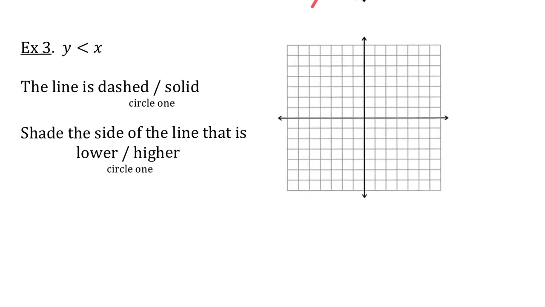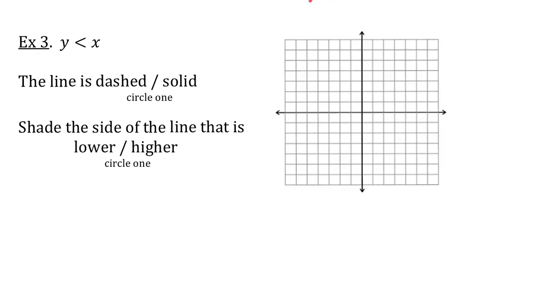Let's do one more together and then you'll do the practice. Okay, this is dashed because there's no equal sign. Y-intercept 0, up 1/1, but dashed. Okay, it is, y is less than. Less than is lower than. So from the 0, 0, I go lower, which means I want to shade down here.